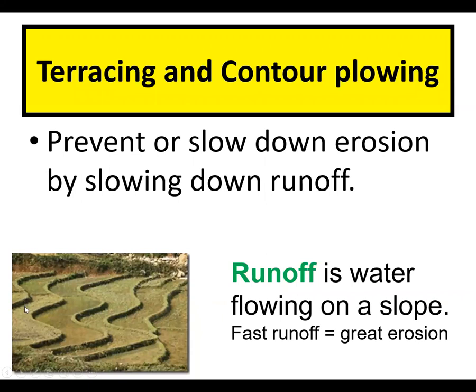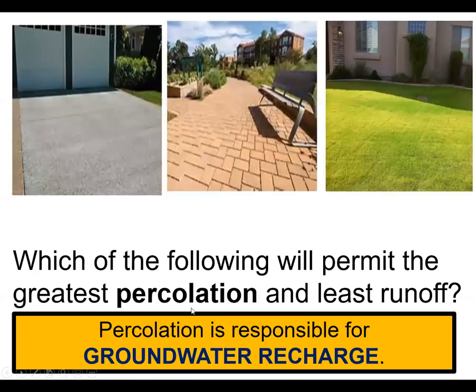Terracing means shaping the land into a staircase, while contour plowing is following the contour of the land with how plants or crops are planted.